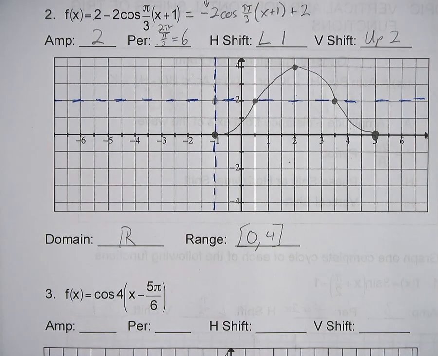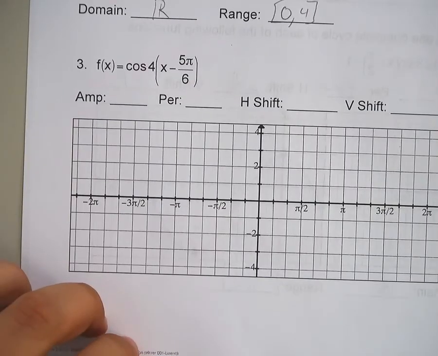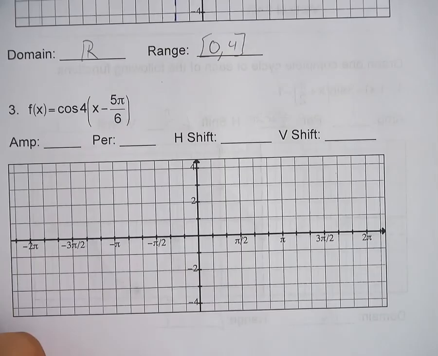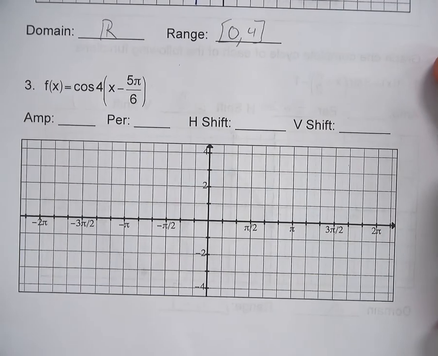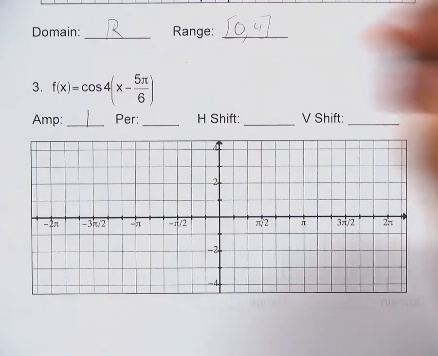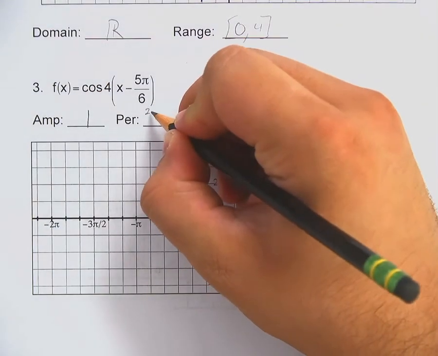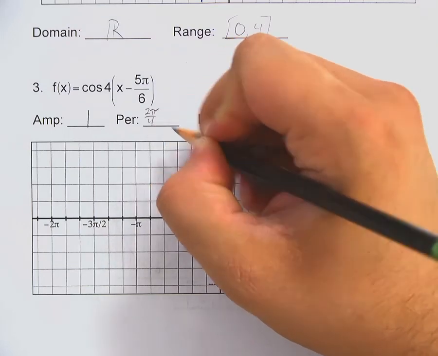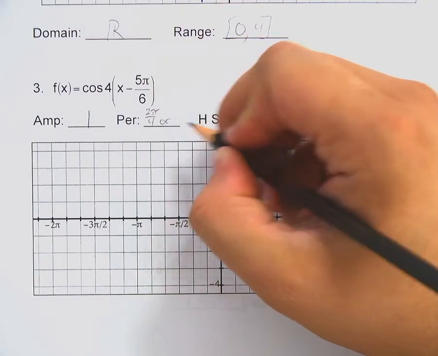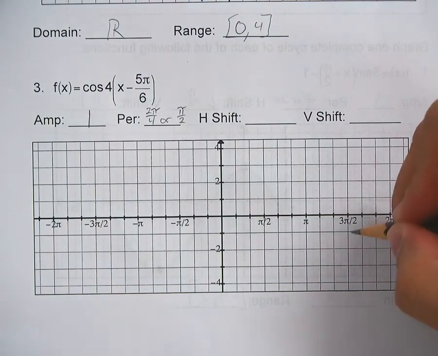All right, let's go to number 3. I'm gonna start cooking through these at a pretty good clip here. So your amplitude on this one is the number in front of cosine, that's 1. Your period is 2 pi over 4. Or you can simplify that down to pi over 2. Notice the x-axis is broken up into pi over 2's now.